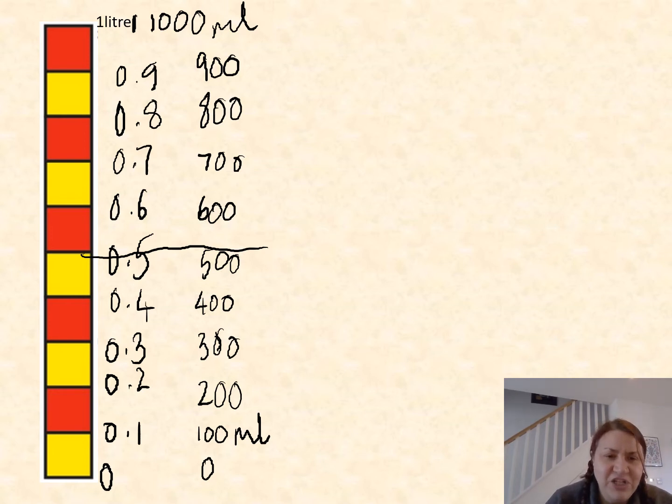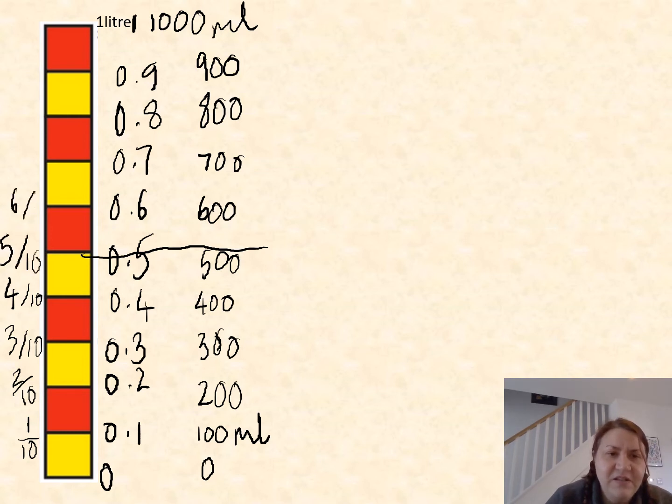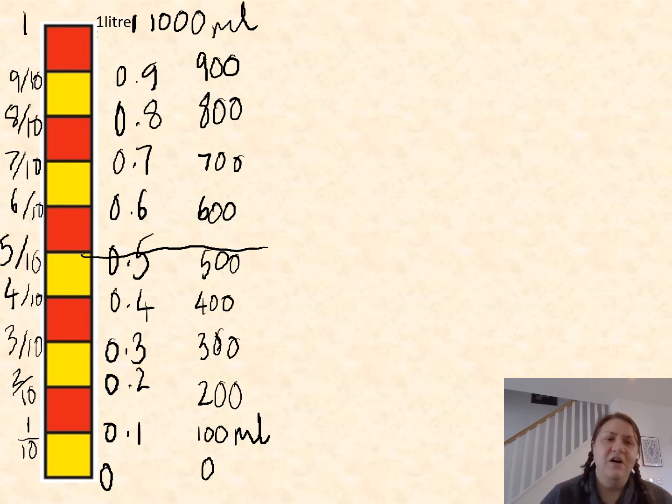Okay, and what about our fractions? There are 10 sections, so it's all out of 10. So down here we've got 1/10, we've got 2/10, 3/10, 4/10, our halfway point, which is 5/10, 6/10, 7/10, 8/10, 9/10, and a whole up there. Exactly the same as the horizontal one, but this one's going vertically.